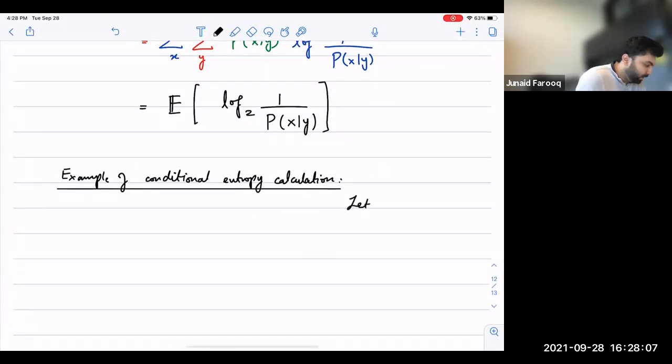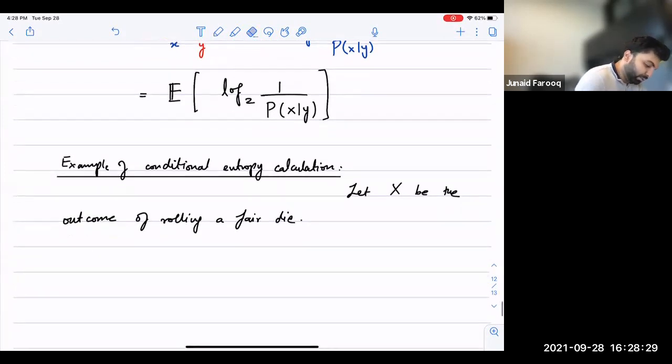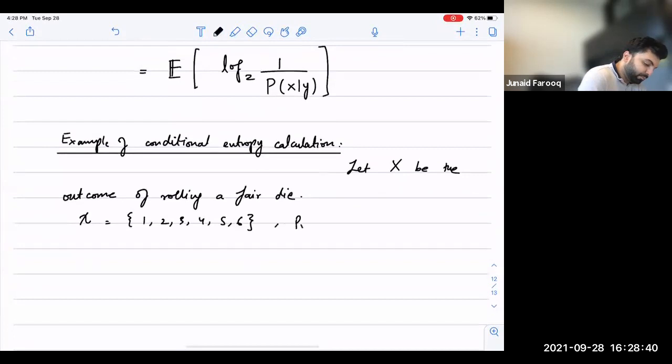So let X be the outcome of rolling a fair die. Right, so that means your outcome space is really 1, 2, 3, 4, 5, 6. And the p_i is 1/6 for all i equals 1, 2, up till 6.